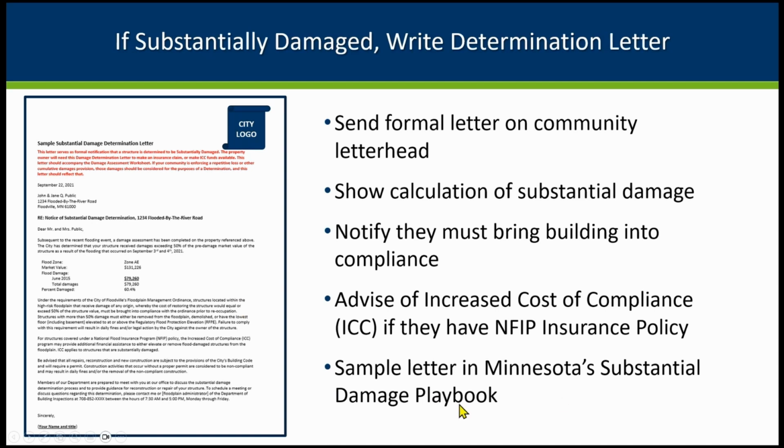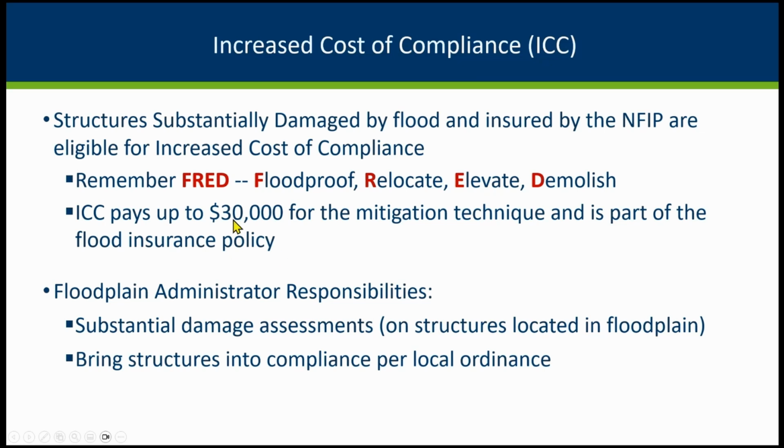This is the sample letter we've got in our playbook. That's pretty much out of the FEMA substantial improvement, substantial damage desk reference. Again, if they have flood insurance, they are eligible to get up to $30,000. It's good for floodproofing if it is a non-residential building, relocating to another part of their lot, elevating, or the cost to demolish. And in order to get that ICC coverage, the local floodplain administrator has to make that determination that there's substantial damage and tell them that they've got to bring the building into compliance.